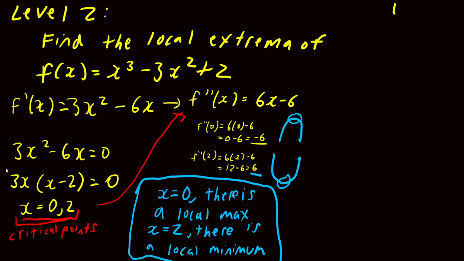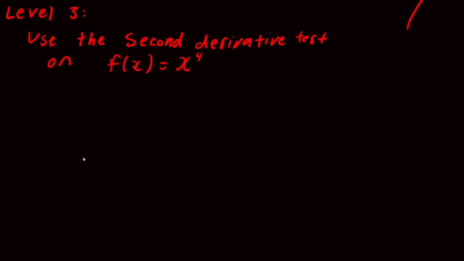Alright, so let's move on to our level 3 question. Use the second derivative test on f of x equals x to the fourth. Again, this is a very easy topic on your AP exam. It's the same steps over and over again. So, first step, we take the first derivative and set it equal to 0. The first derivative of this function would be 4x cubed.